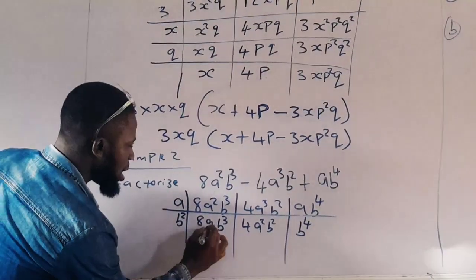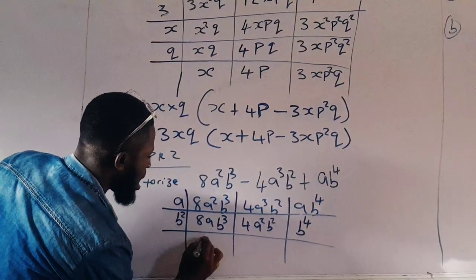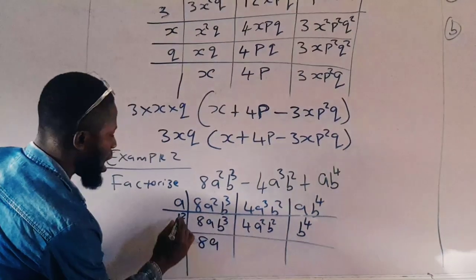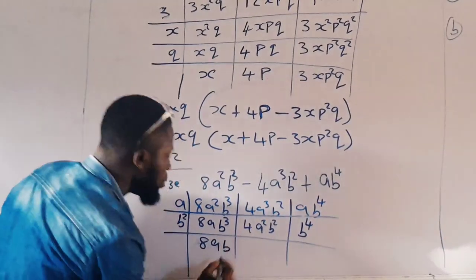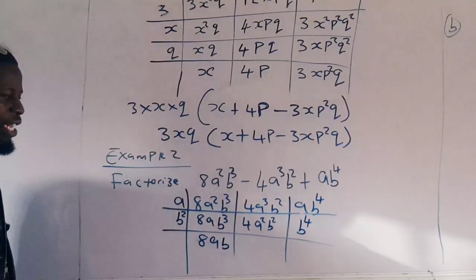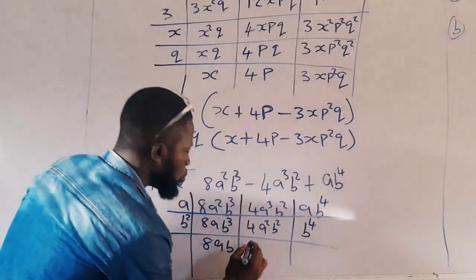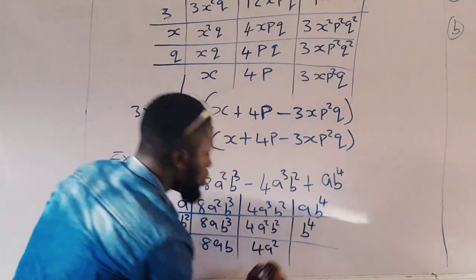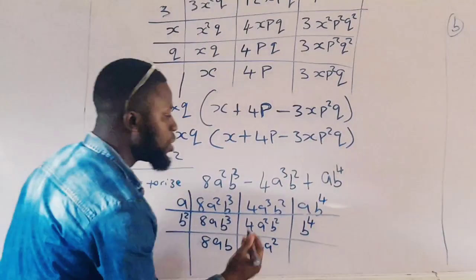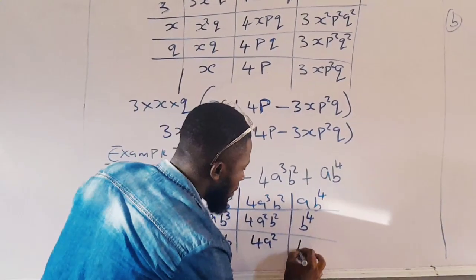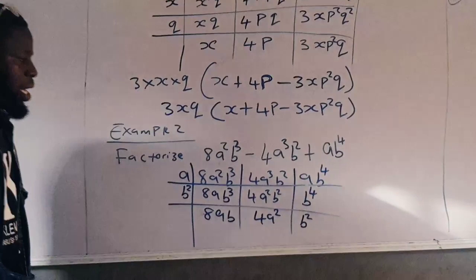So b squared. 8 here, you are going to have 8a b cubed divided by a b squared. Using your indices, that will be 3 minus 2, that's ordinary b raised to power 1, which is going to give you ordinary b. Then we do this one, 4a squared b squared. B squared, you cancel b squared, you will be left with 4a squared. Then we go to this one, b raised to power 4 divided by b squared. Using your indices, that will be 4 minus 2. You have b squared. So there is no number or variable that can go again in this one.